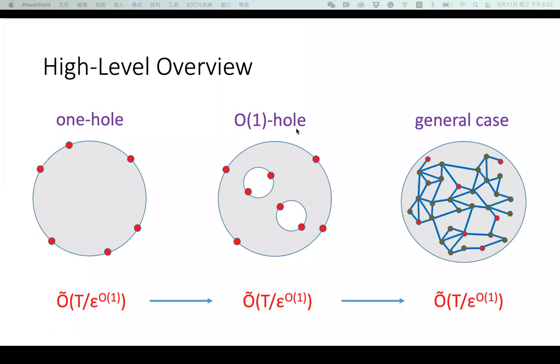So constant hole instances. We use the one hole result to develop the same result for constant hole instances. And eventually we use the constant hole emulator to deal with the general case. The size is always near linear in T. The first step is focusing on the one hole instance, and it turns out that the most technical step is the first step. So in the remainder of the talk, we will first briefly describe the second and the third step, and then come back to the first step.